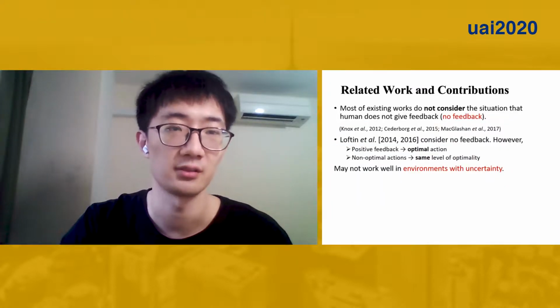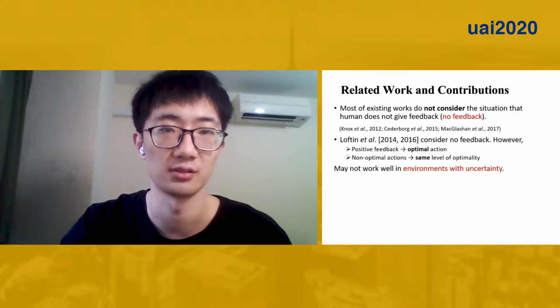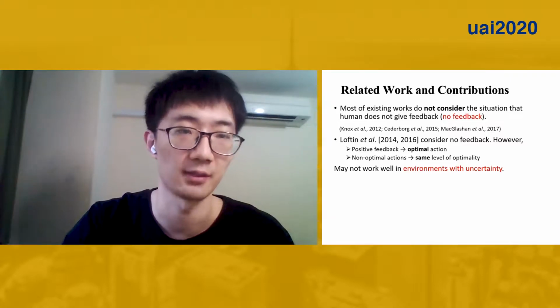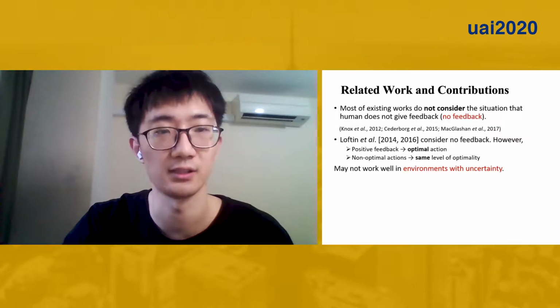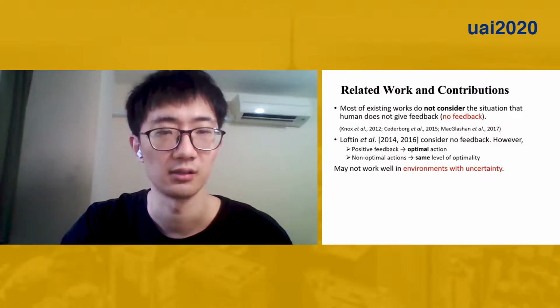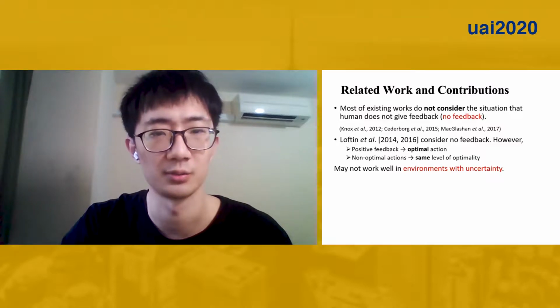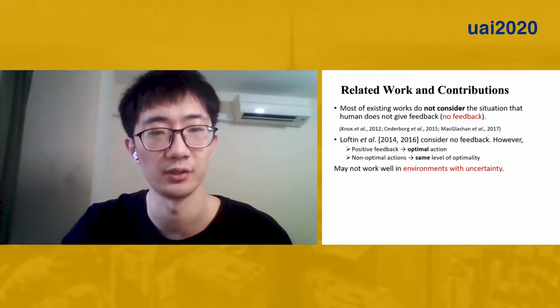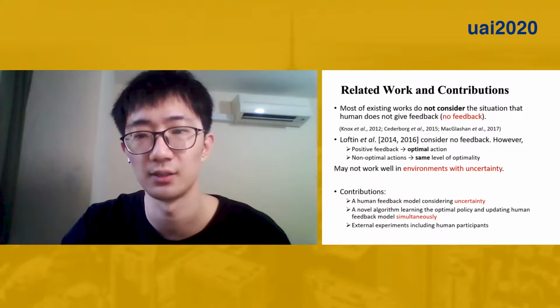Most existing works don't consider the situation where humans don't give feedback. However, Loftin et al. consider no feedback, but they assume that positive feedback can only be given at the optimal action, and non-optimal actions are with the same level of optimality. These assumptions may not work well in environments with uncertainty.